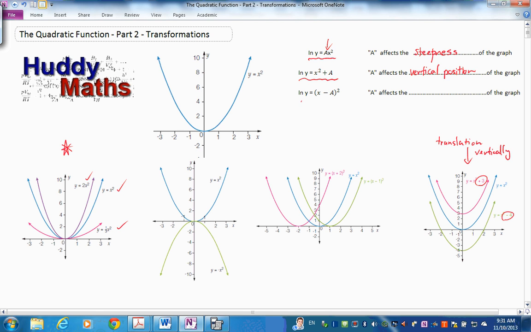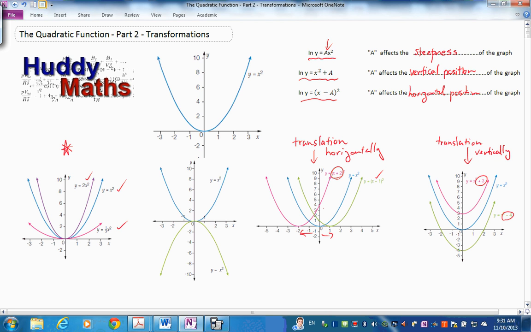And the last one, x take a, affects the horizontal position. Horizontal position. Okay, so that means left and right here. So this is this one over here. It's translation in the x direction or translation horizontally. Okay, and can you just notice here, if it's x take 1 squared, actually moves it across 1. If it's x plus 2, moves across neg 2.